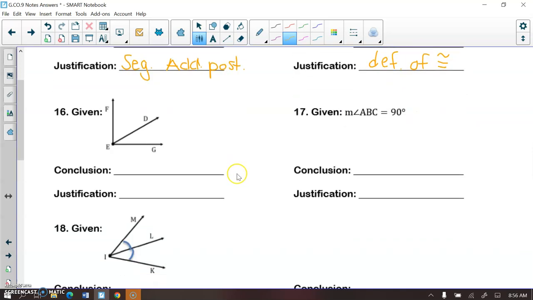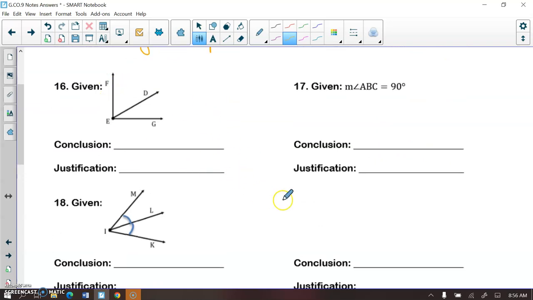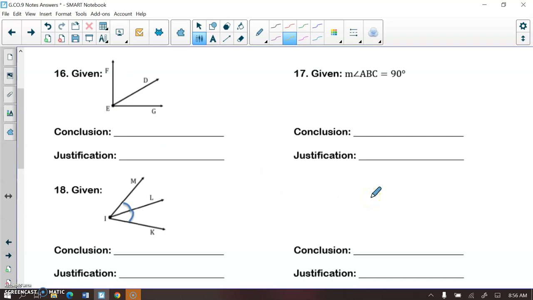Some of you might assume that number 16 is a right angle, but we cannot assume right angles in geometry. Only if we were given that little box can we state that this is a right angle. So the only thing that we're allowed to say here is that the measure of angle FED plus the measure of angle GED equals the whole angle, the measure of angle FEG, and that is the angle addition postulate.